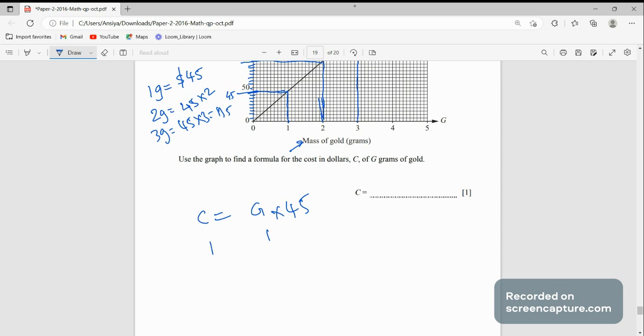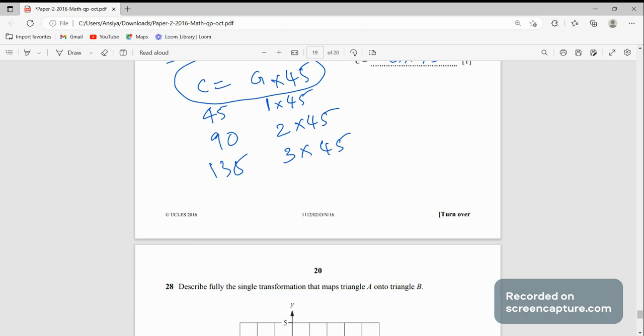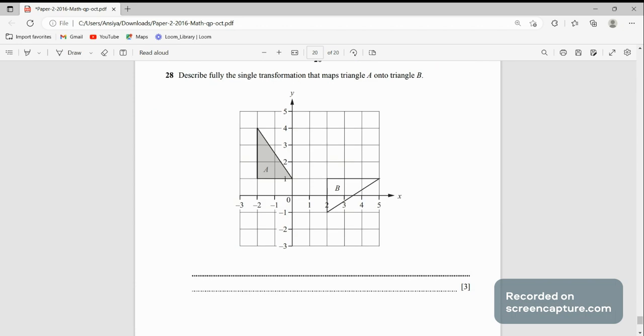If it's 1 gram, the cost will be 1 into 45, that is 45. If it's 2 grams, the cost is 2 into 45, 90. If it's 3 grams, the cost is 3 into 45, 135. So this is the relationship they have: C equals gram into 45. Okay, this is from the topic interpretation of graph. By looking at the graph, see, in almost all the question papers this topic is there. Interpretation of graph.